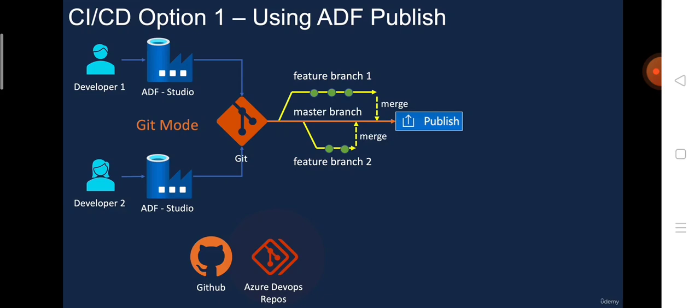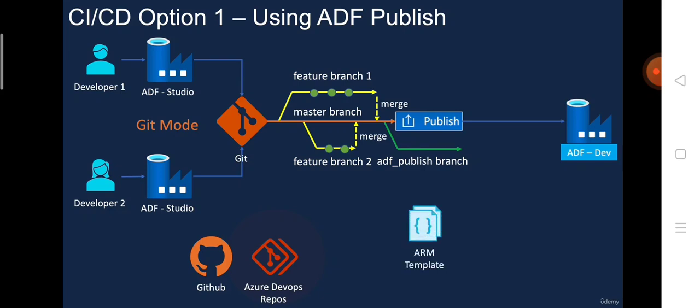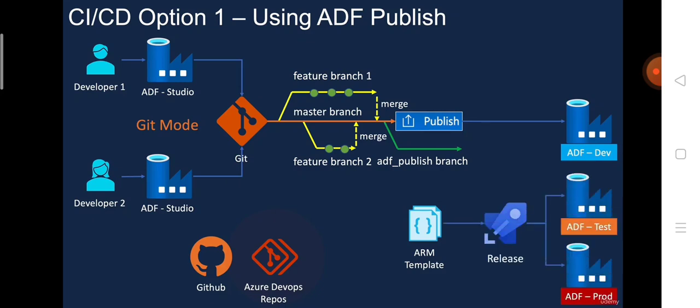The publish option not only publishes the changes to the ADF dev repository, but it also creates another branch in Git called ADF publish. This branch will contain the ARM templates we were talking about earlier. In summary, the publish button is basically performing the build element of our continuous integration. The ARM templates can then be deployed to the higher environments, such as test and prod, using an Azure DevOps release pipeline as part of the continuous deployment.